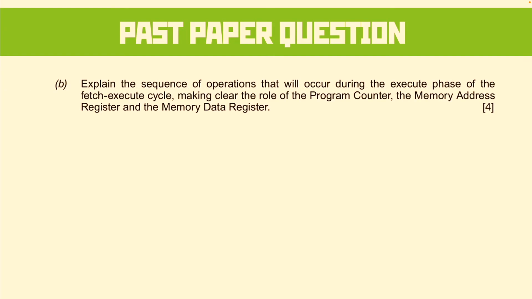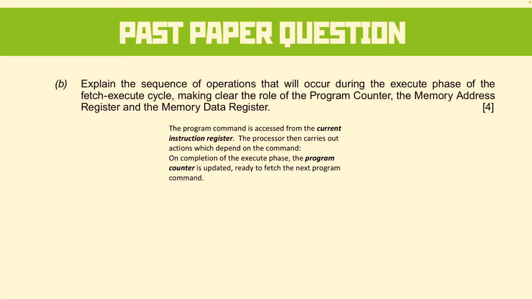Okay, explain the sequence of operations that will occur during the execute phase of the fetch, decode, execute cycle, making clear the role of the program counter, the memory address register, and the memory data register. All right, so what do these things do then? Well, first of all, the program command is taken from the current instruction register. The processor then carries out the action which depends on the command. When it's completed, the program counter is updated, ready to fetch the next command.